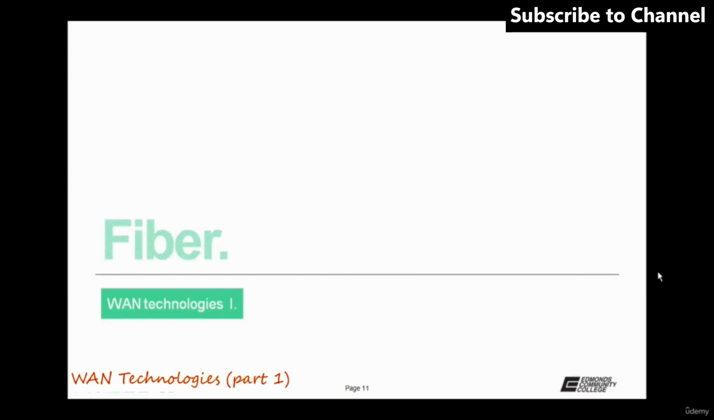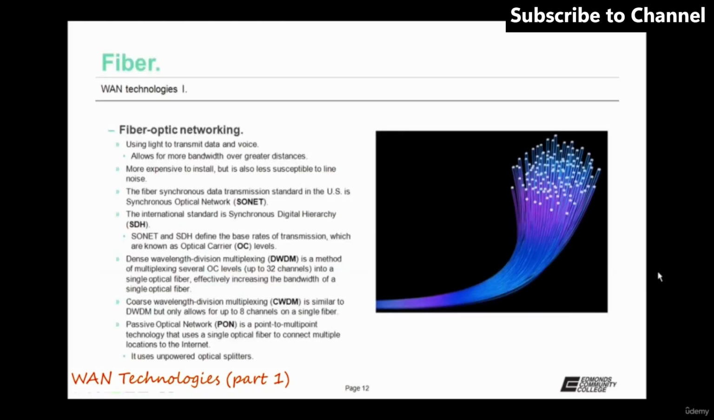Now let's conclude with fiber. Fiber optic networking is using light to transmit data and voice. This allows for more bandwidth over greater distances. Fiber optic networking is more expensive to install, but is also less susceptible to line noise. The fiber synchronous data transmission standard in the United States is called the Synchronous Optical Network, or SONET standard.